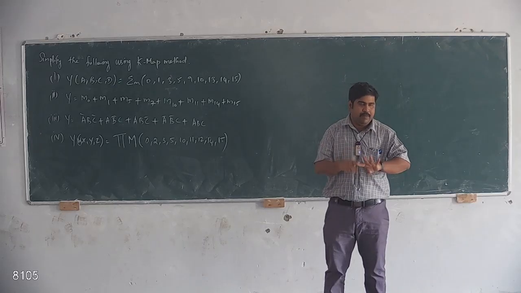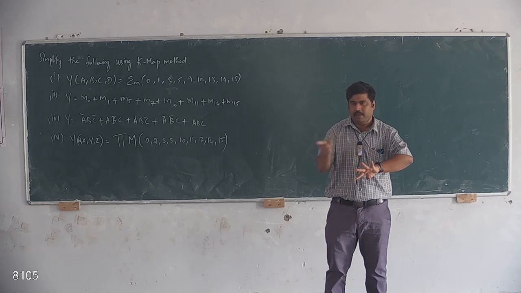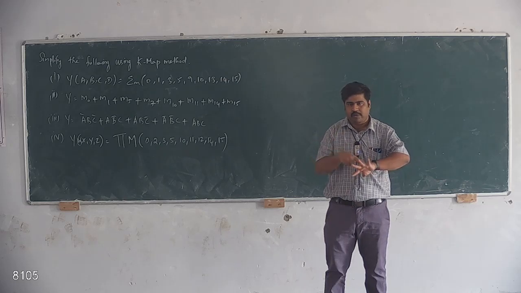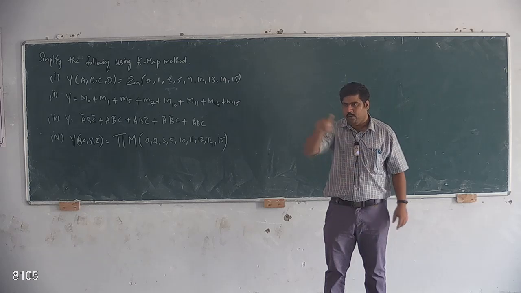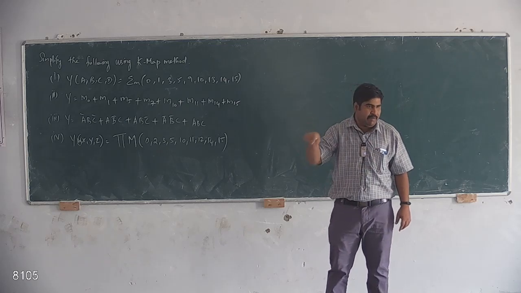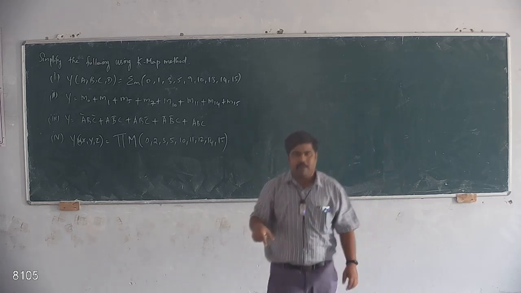AB, A bar B bar plus A bar B plus AB plus A B bar. Okay, these four boxes you will have in the two variable K map. Already we have discussed that one. So how to draw the two variable K map, three variable K map, and four variable K map, in the previous class I have defined.